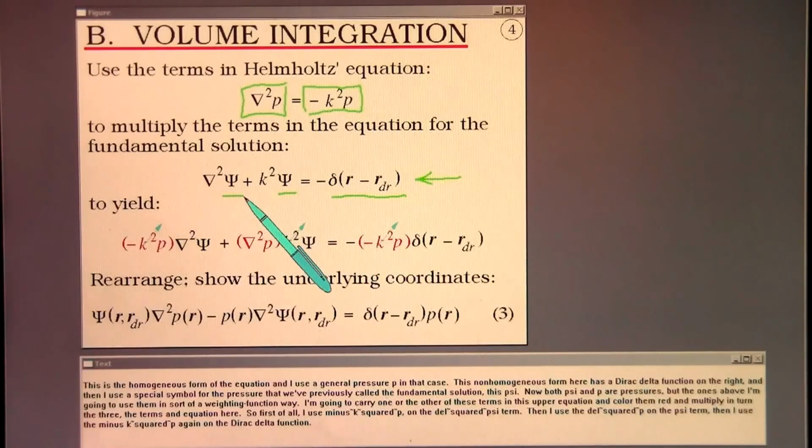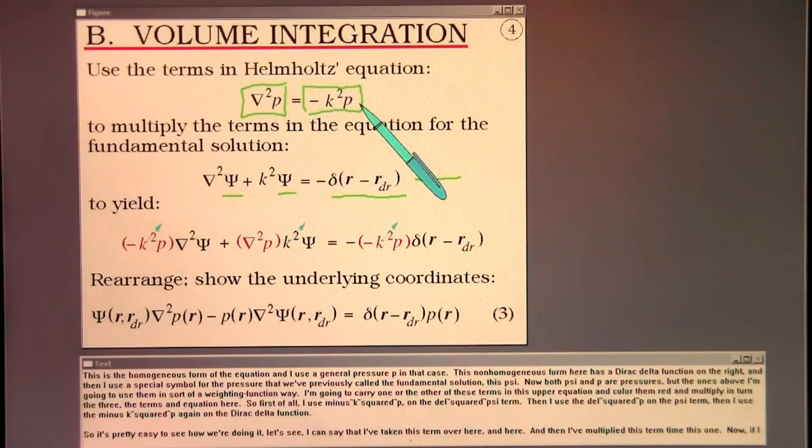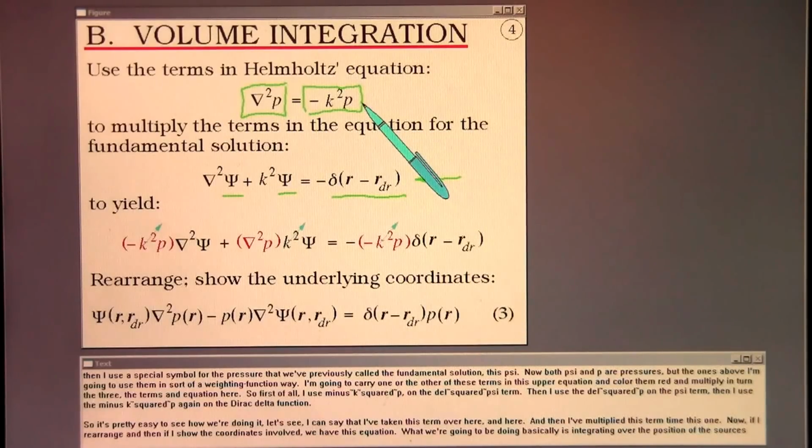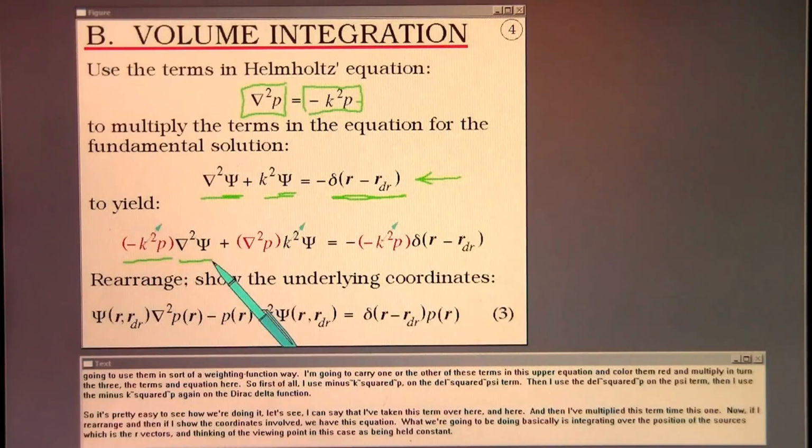Now both psi and P are pressures, but the ones above I'm going to use in a sort of a weighting function way. I'm going to carry one or the other of these terms in this upper equation and color them red and multiply in turn the terms in the equation here. So first of all, I use minus k squared p on the del squared psi term. Then I use the del squared p on the psi term. Then I use the minus k squared p again on the Dirac delta function. So it's pretty easy to see how we're doing it.